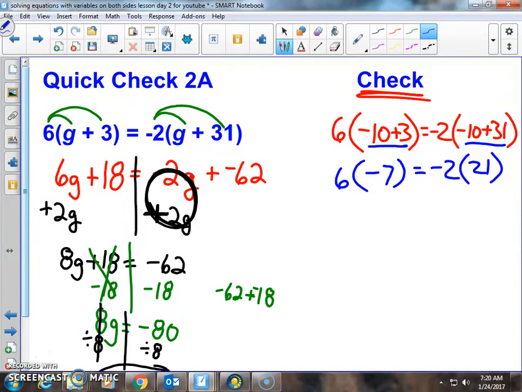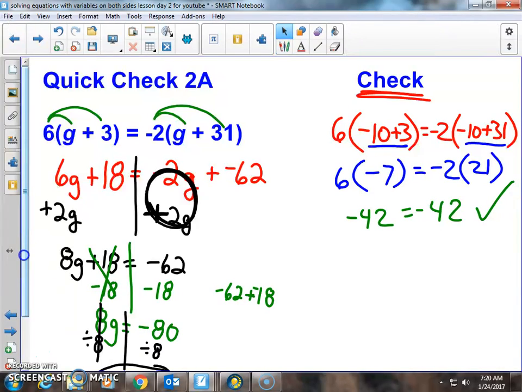And let's see if this works out. On the left side, 6 times negative 7 is negative 42. On the right side, negative 2 times positive 21 is negative 42. It checks out. I proved that this worked by using substitution.